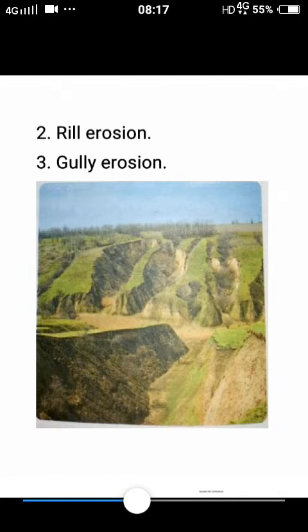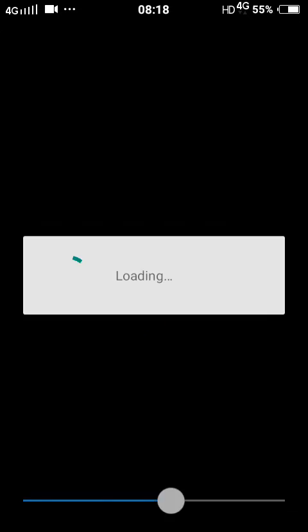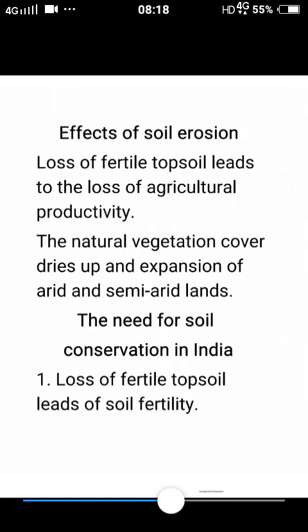Gully erosion comes after rill erosion. The enlargement of the rills forms deep gullies which convert into ravines and badlands. This is called gully erosion, and a fine example is found near the Chambal Valley, where we can see gully erosion. See here this picture also. Now the effects of soil erosion.